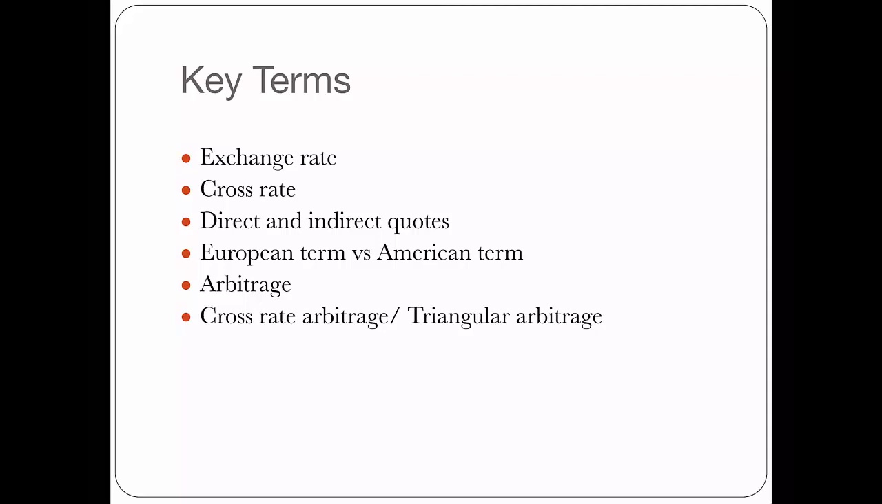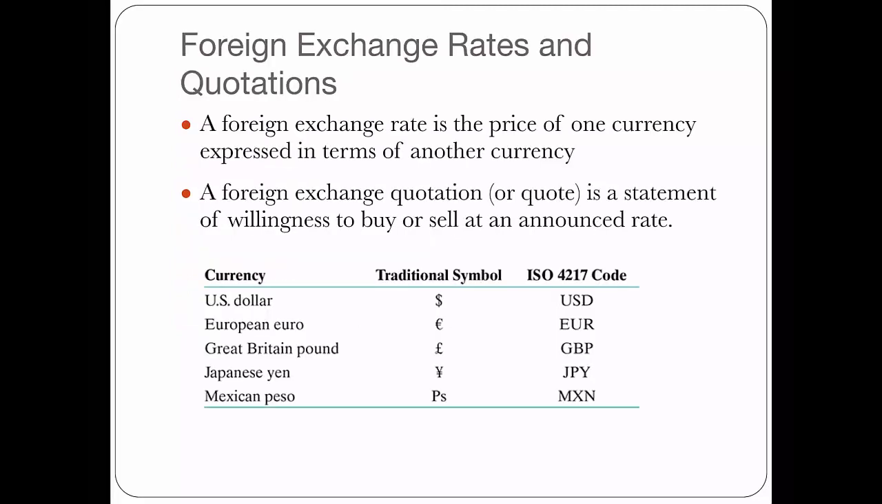The key terms are exchange rates, cross rate, direct and indirect quotes, European term and American term, arbitrage, and the cross rate or triangular arbitrage. Both are the same thing, and we'll talk about them. So first of all, as you might be aware by this time, the foreign exchange rate is the price of one currency in terms of another currency.